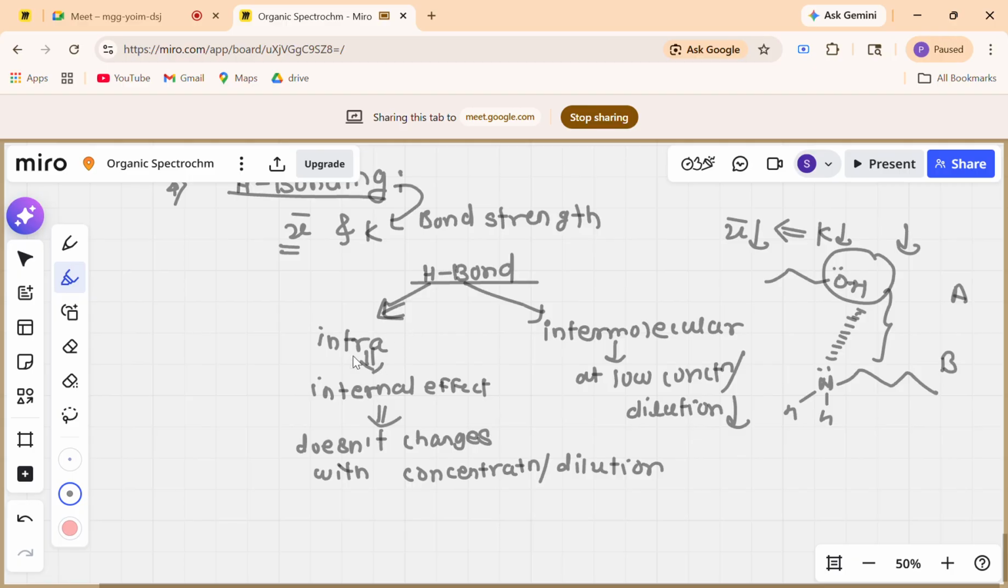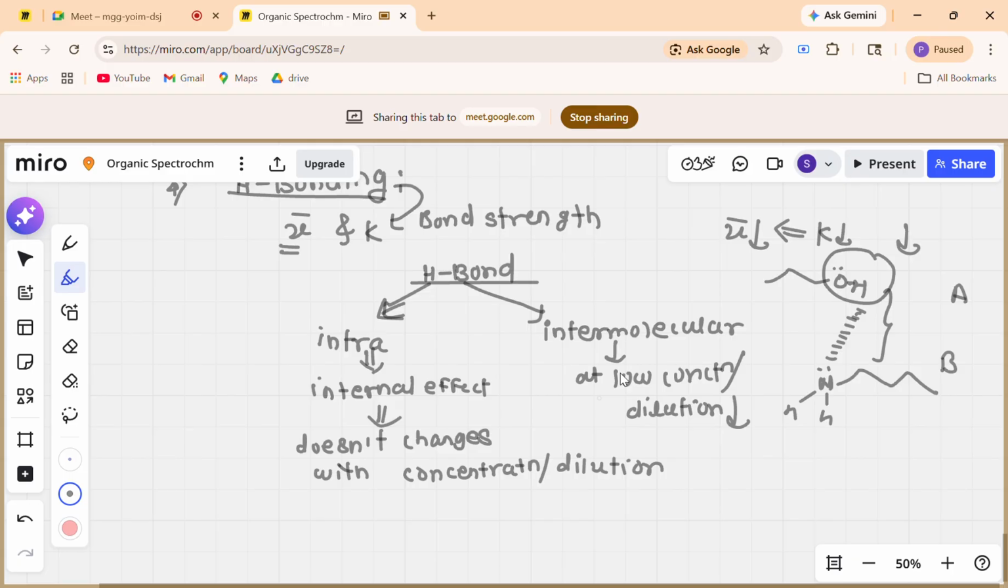also get affected. So as we discussed, there are two types of effects shown by hydrogen bonding, the intramolecular one and the intermolecular one. In intra there is an internal effect, so it does not depend upon the concentration, whether you are increasing the concentration or decreasing it or doing a dilution of your system.